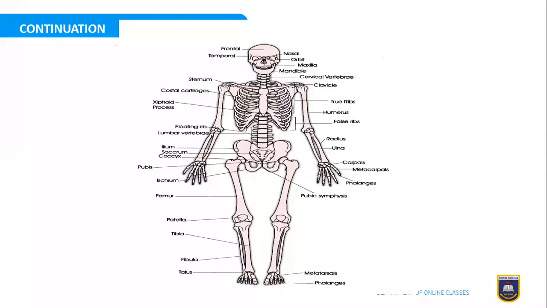The forelimbs and then the hind limbs. The limbs are two: forelimbs and hind limbs, or your hand and your leg. The forelimbs are for the hands, hind limbs are for the legs. And then we try to look at the bones that make up these two limbs, the forelimbs and then the hind limbs.